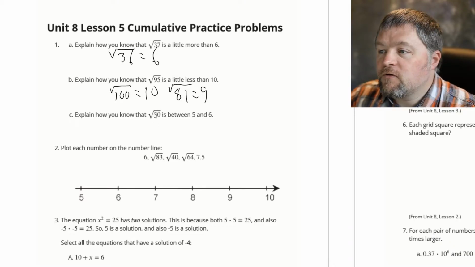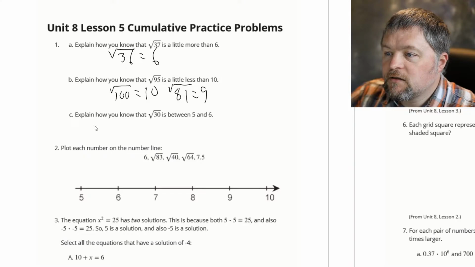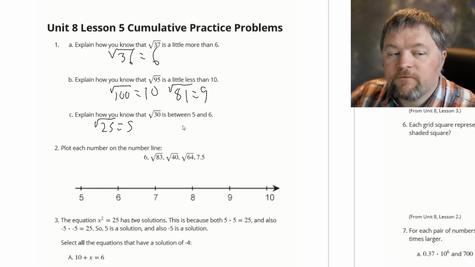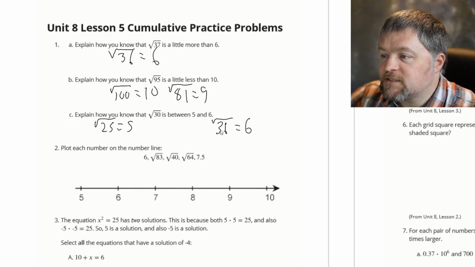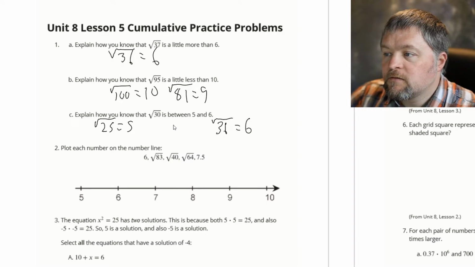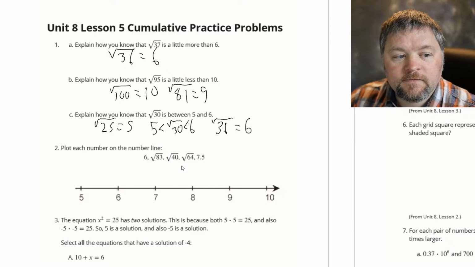Explain how you know the square root of 30 is between 5 and 6. The square root of 25 is equal to 5. The square root of 36 is equal to 6. So the square root of 30 needs to be between 5 and 6.